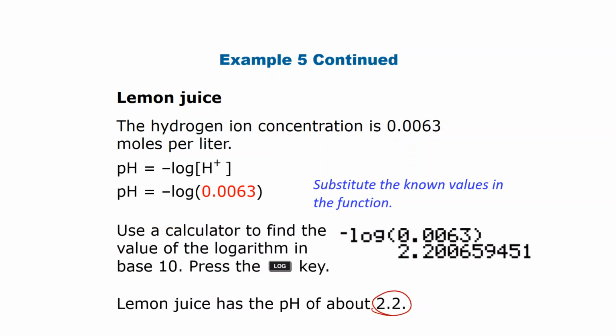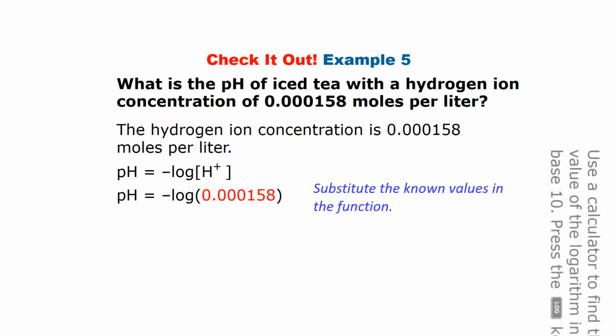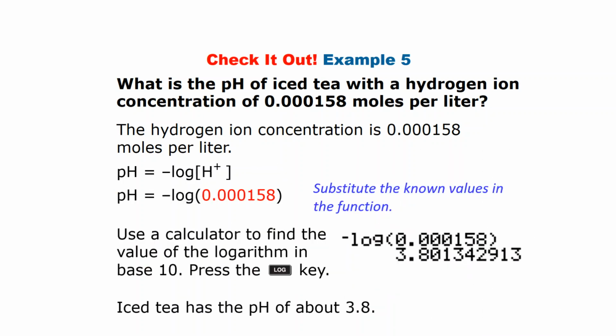Now I want you to try a couple of these on your own. Turn your video off and try this. Find the pH of iced tea with the hydrogen ion concentration. Okay, hopefully you were able to do that with no problem. You put it in your calculator and you should end up with a pH of 3.8.